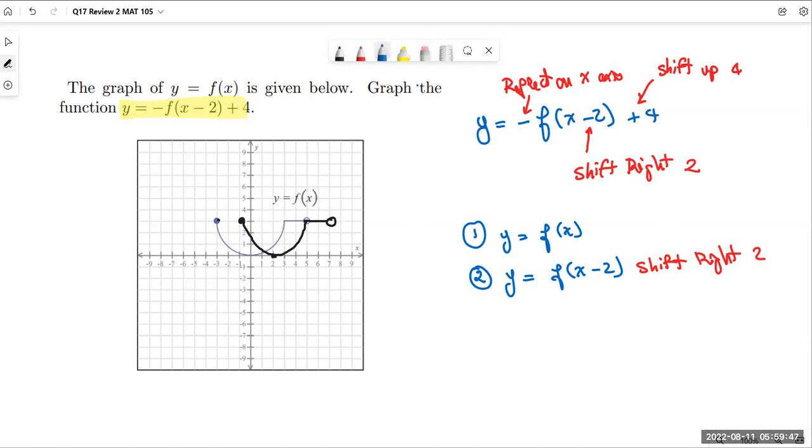Now I'm going to move to the second step. I did it already. Third step: after the parentheses, I'm going to do the multiplication. I multiply by minus 1 here. So I'm going to do y equals minus f of x minus 2. And we said this is going to be a reflection on the x-axis. So if you reflect on the x-axis, you just have to notice this is my x-axis over here.